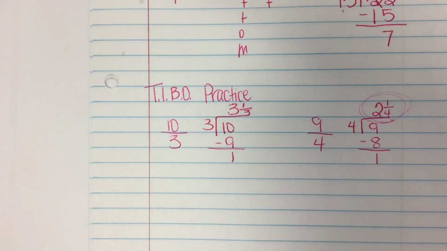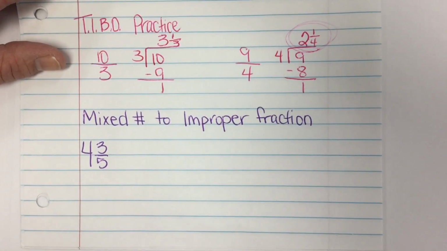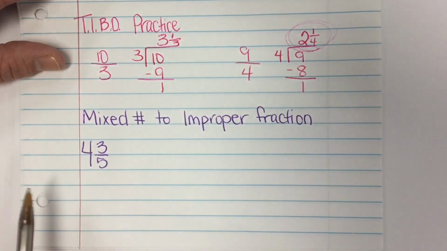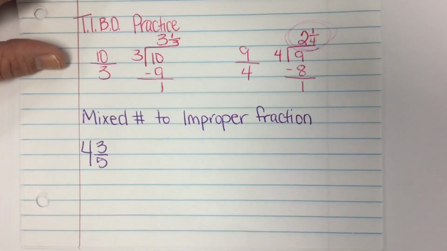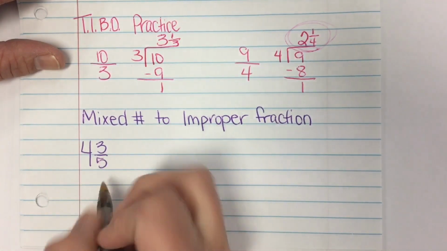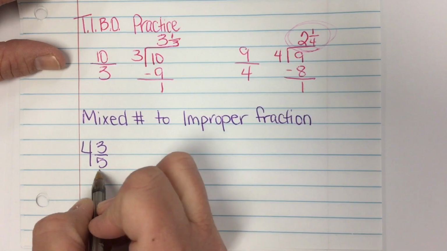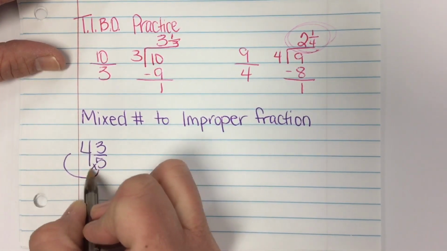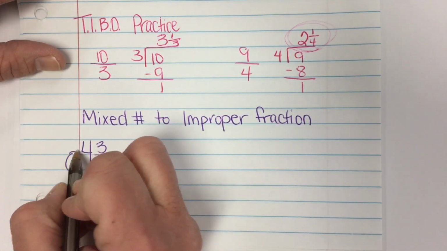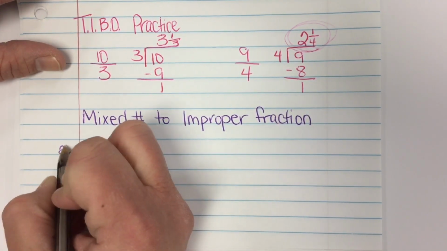Okay, so while we're talking about TIBO, let's look at how to take the mixed number, 3 and 1/3 or 2 and 1/4, or in this case, 4 and 3/5, and turn it into an improper fraction. We do what we call around the world or the popcorn method or whatever you want to call it. We start at the denominator and work around, and we multiply the denominator times the whole number. 5 times 4 is 20.